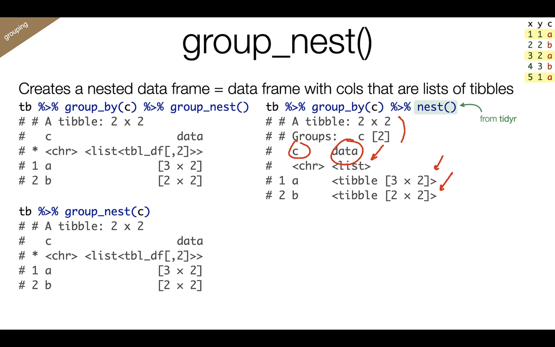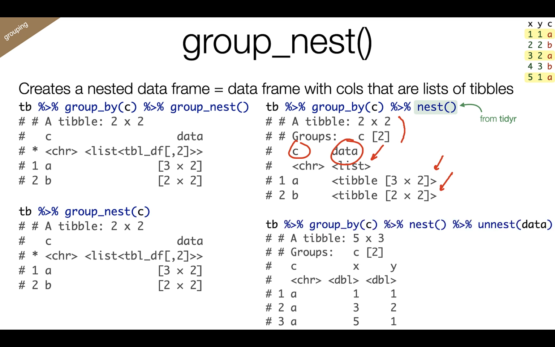Now, tidyr also has a function called unnest. Unnest is, of course, going to be the opposite of nest. It's going to take a nested tibble, and it's going to unnest those rows. So whenever you unnest something, it gets a lot larger, right? Because we know that this first row has 3 rows in it. We know that the second one has 3 rows in it.